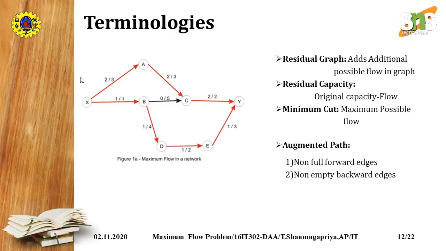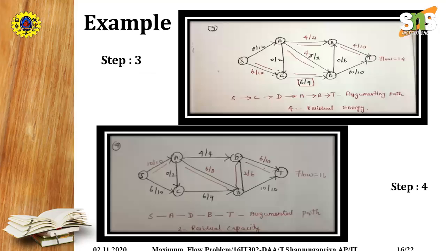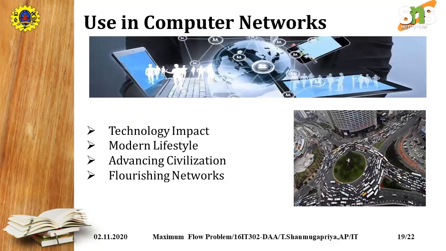The minimum cut corresponds to the maximum possible flow. Here the maximum possible flow is 3, and that is the minimum cut. An augmenting path is selected using non-full forward edges and non-empty backward edges. This is an example solved using this problem. I will explain it during the tutorial hour.